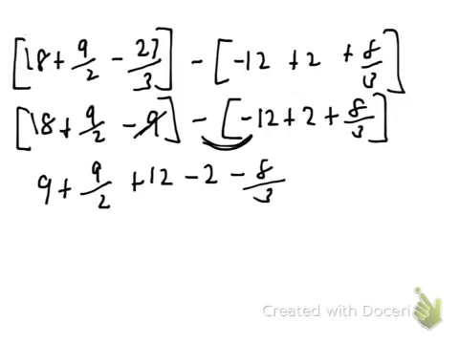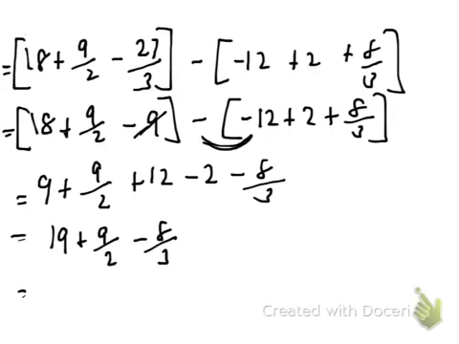So what we might do here is just get all the whole numbers together. So 21 minus 2 is 19 plus 9 on 2 minus 8 on 3. Everything must now be over a common denominator, which will be 6.